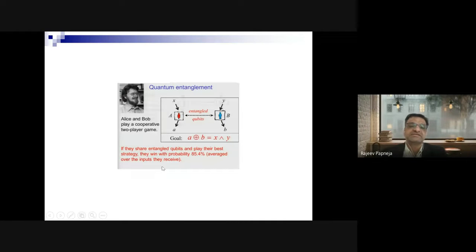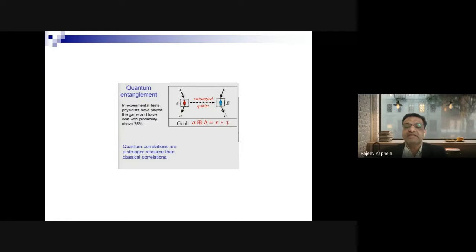Experimental physicists have played this game as a model, and they have won with more than 75% probability, which Bell pointed out is possible in a quantum world, but not in a classical world. So these quantum correlations really do seem to be part of the way nature behaves. Now, Einstein had derived quantum entanglement, and he called it spooky action at a distance. Spooky because nobody understands how that is working, but we know that it works.